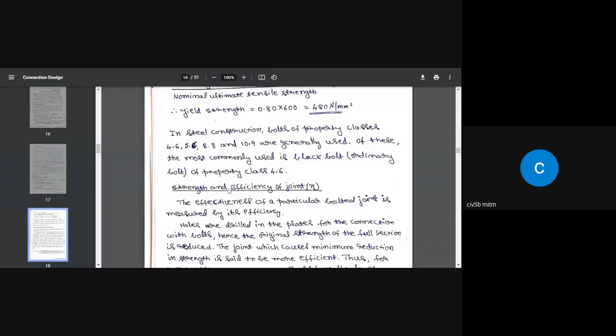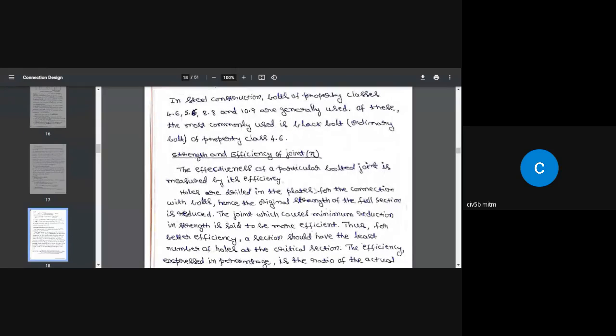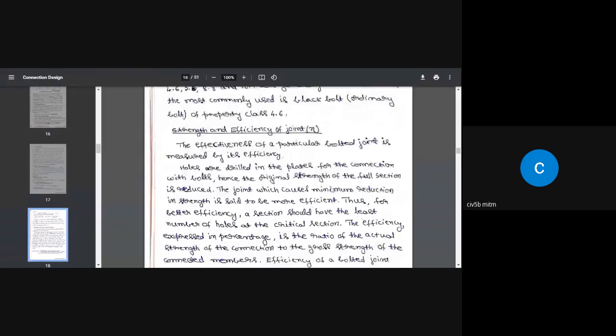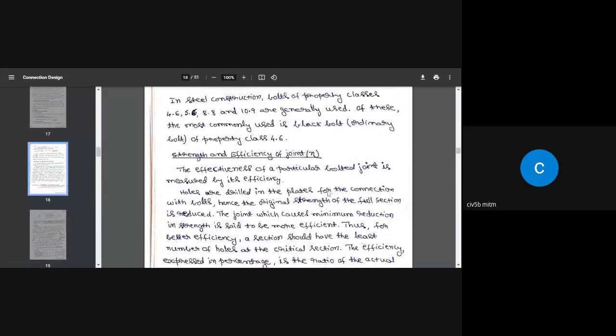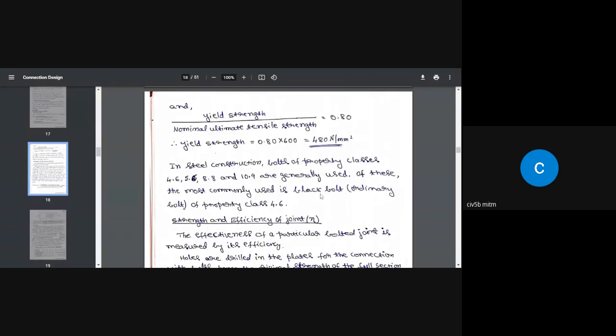Okay. Any doubt regarding this, guys? I'm going to start with strength and efficiency of joint in the next class. Afterwards, I'm going to start with the problems and explain them. Hopefully you'll have the code book with you by then.